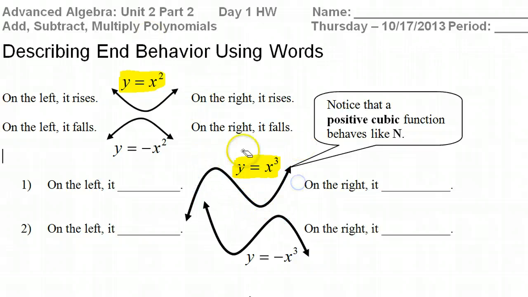Anyway, a right side up N, if you can kind of see this as an N a little bit, if I were drawing this a little more pointy. An uppercase N has the same end behavior as a positive cubic function. So I just want you to memorize that. A positive cubic function is going to behave like an uppercase N. Now what is this end behavior? Well, on the left it falls, and on the right it rises.